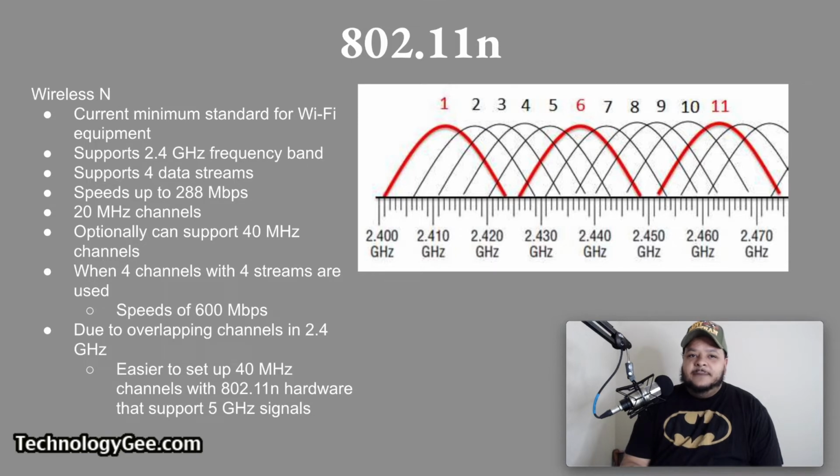Due to overlapping channels in the 2.4 gigahertz band, it's easier to set up 40 megahertz channels with 802.11n hardware that supports 5 gigahertz signals. If you look at this image here, what it is depicting is that you have 11 channels. Channel 1, channel 6, and channel 11 do not overlap with each other. Every other channel overlaps, and this is what can cause interference, as I mentioned, when it comes to dealing with Bluetooth devices or baby monitors or microwave ovens, etc.